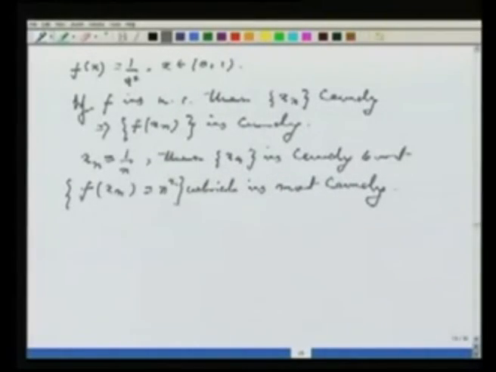So now we have an easier proof of the fact that the function f(x) equals 1 by x square is not uniformly continuous in (0, infinity). Earlier we have established the same fact using the epsilon delta definition of uniform continuity, but here we have an alternative proof using the Cauchy sequence property of uniformly continuous functions.